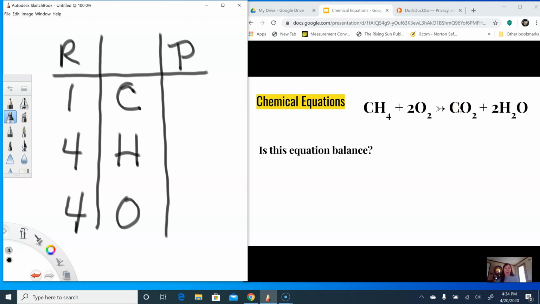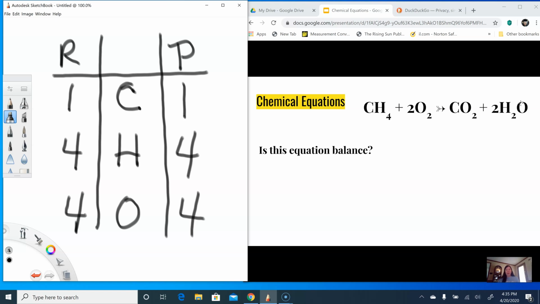On the right-hand side, our products, we have 1 carbon. We'll go ahead and do our hydrogen. 2 times 2 is 4. And then if we look at our oxygen, don't forget that we have to look at all the oxygen on the right-hand side, no matter where it is. So we've got 2 in the carbon dioxide, and we've also got 2 in the water, because don't forget we have that coefficient. So 2 plus 2 is 4.